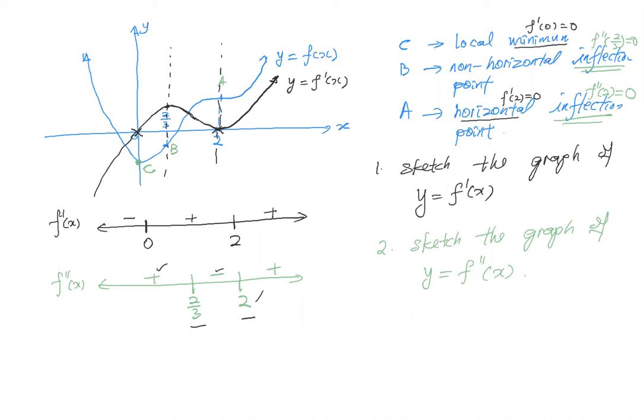So your f double prime is above the x-axis, passes through this point, passes through this point. Above, below, above. So you have no choice, have to come like that. Are you okay? So it's the reverse of just now that one. Am I right?